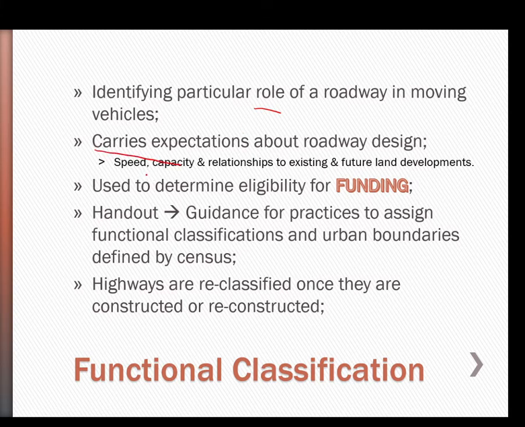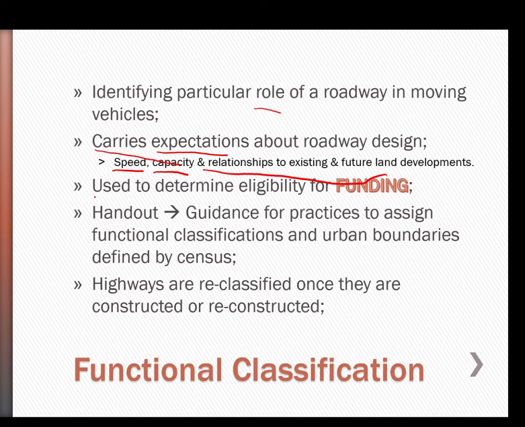Once you know, and this is why we're studying it at the beginning of our class, it gives you expectations about the design. It tells you a little bit more about what's the expected speed, what capacity you should get for every lane, how many lanes as well, which gives you the final capacity of the road, and relationships to existing and future land developments. So again, when you do a land development, when you're building a new city, you want to figure out what kind of road it is, because it's going to give you an idea about what design it is.